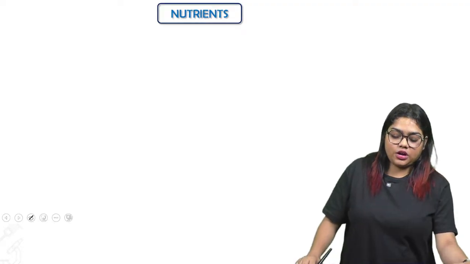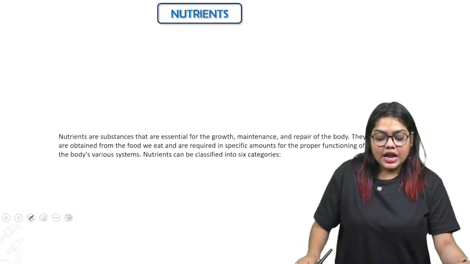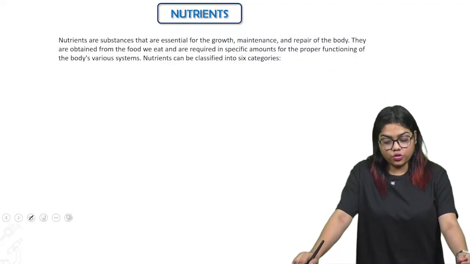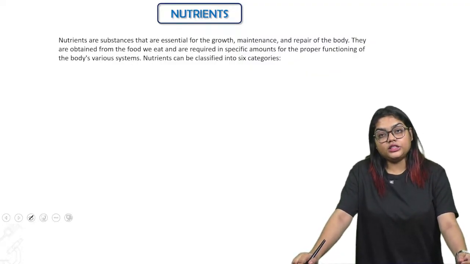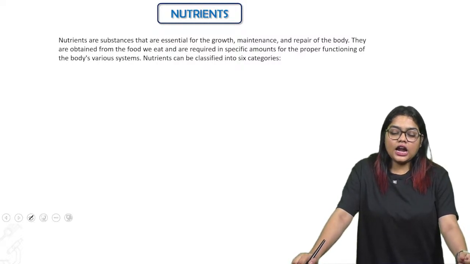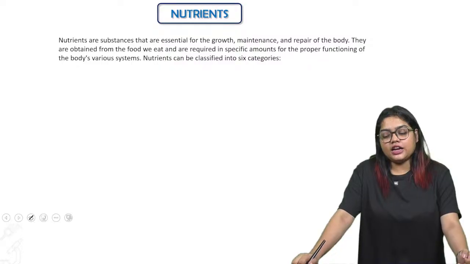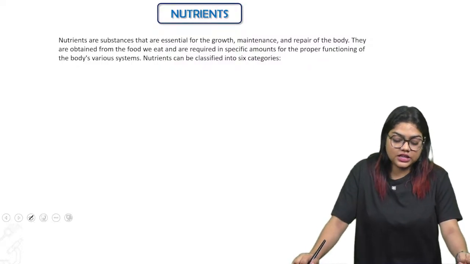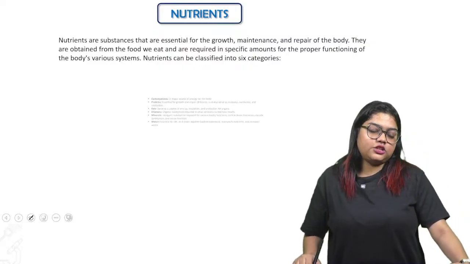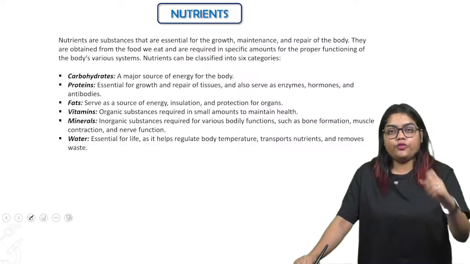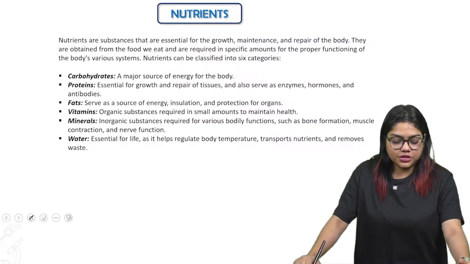Next we will discuss nutrients. So what are nutrients? Nutrients are the substances that are essential for growth, maintenance and repair of the body. They are usually found in food. Okay, they are obtained from the food we eat, and are required in specific amounts for the proper functioning of the body's various systems. Nutrients can be classified into six categories, which include carbohydrate, protein, lipid, water, electrolyte and vitamins.